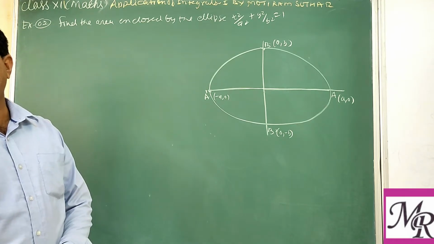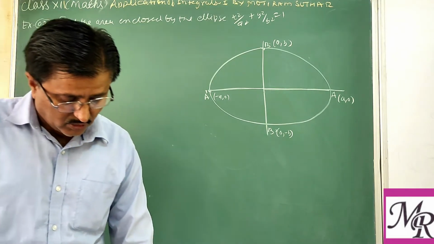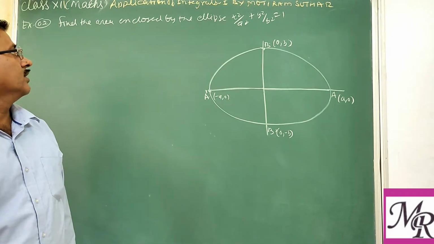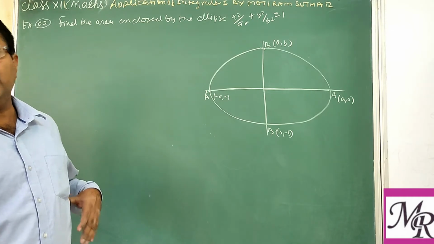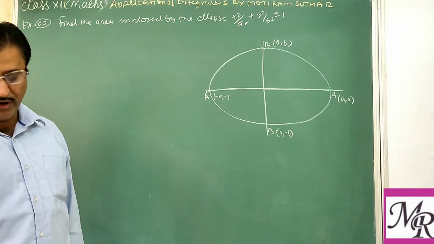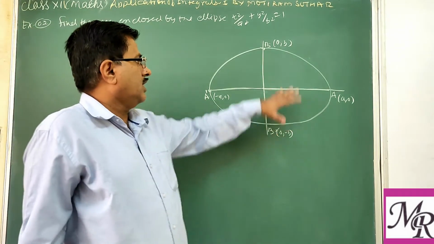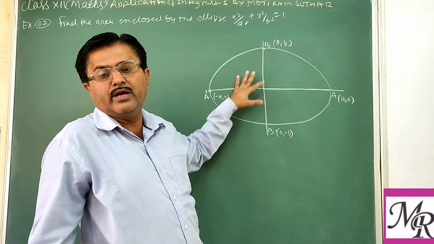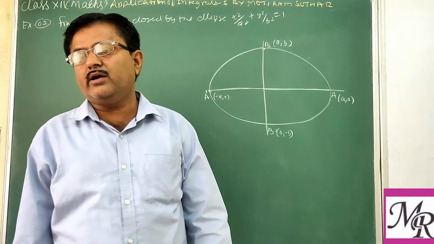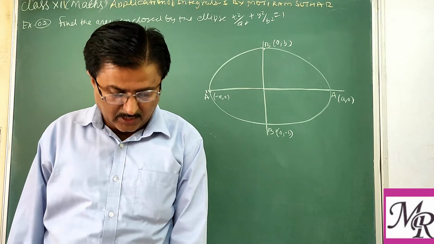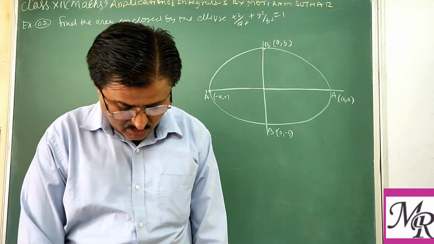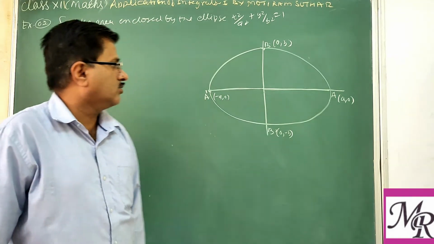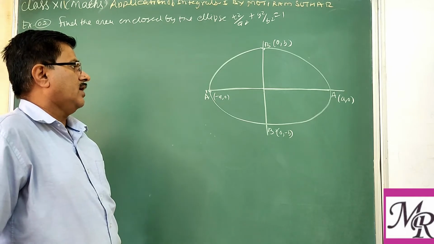Now we want to find the area of this ellipse. To find the area of the ellipse, as in the case of the circle, this is also symmetric about the coordinate axes. So the area of this region equals this one or this one. All four regions have equal area, because a property of the ellipse is that it is symmetric about both coordinate axes. Clear? So here we have to find the area enclosed by the ellipse.